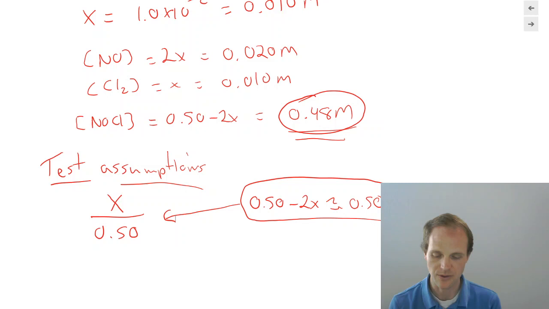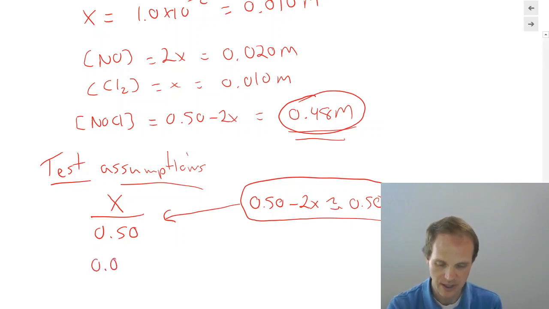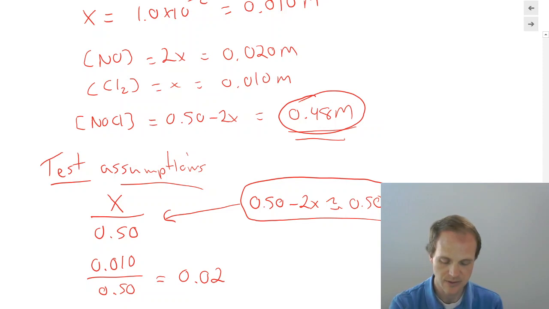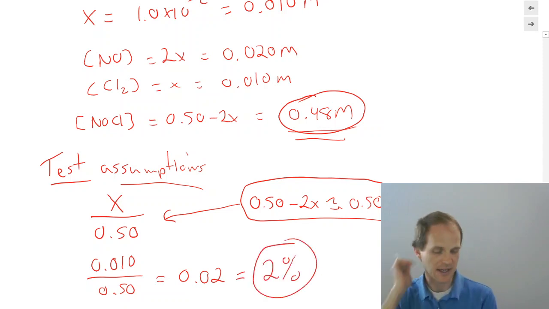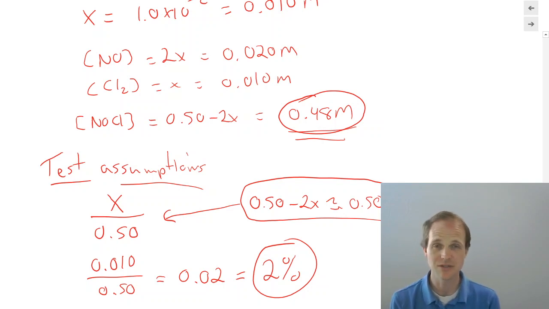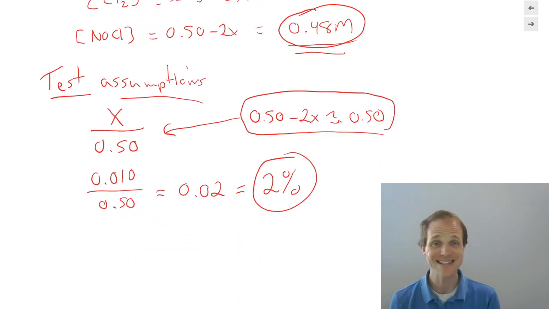So what are we going to do? We're going to take x and divide by 0.50, so we've got 0.010 divided by 0.50, and so you get 0.02. And that we're going to turn into a percentage is about 2%. And what we said is our assumption is good to about 2%. That's what that means, is we compare x to the thing we said x was small next to, and we get about 2%. Is that good?